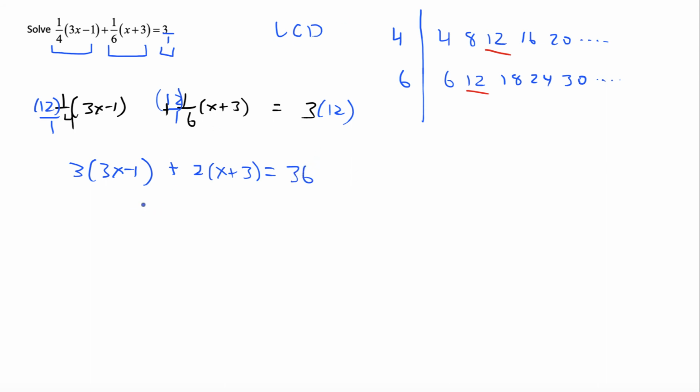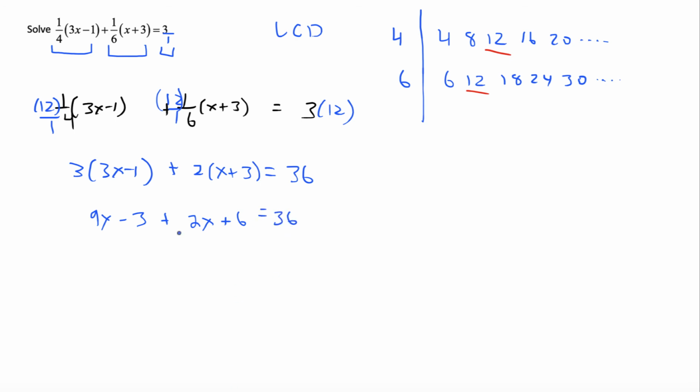Now at this point, we've gotten rid of all the fractions, and we should be able to solve this as we normally do. In this case, we want to distribute through all the parentheses. So let's multiply each term by 3 here. 3 times 3x is 9x. And we have 3 times the negative 1, which is minus 3. Here, we want to distribute 2 to each term inside. So 2 times x is just 2x, and 2 times positive 3 gives us plus 6, which equals 36.